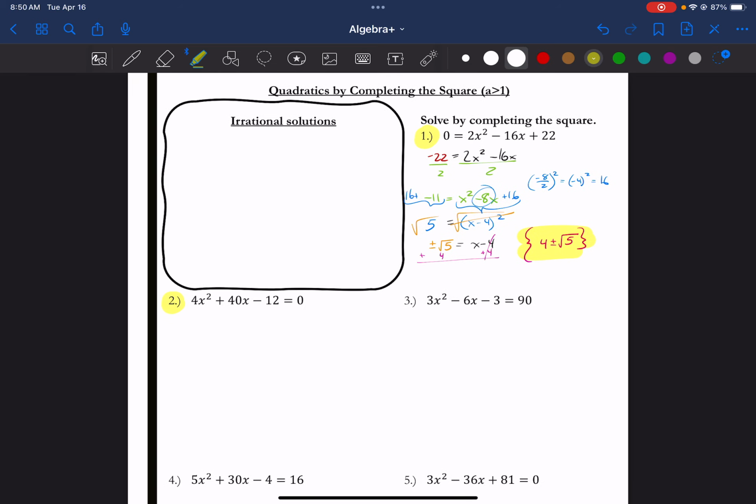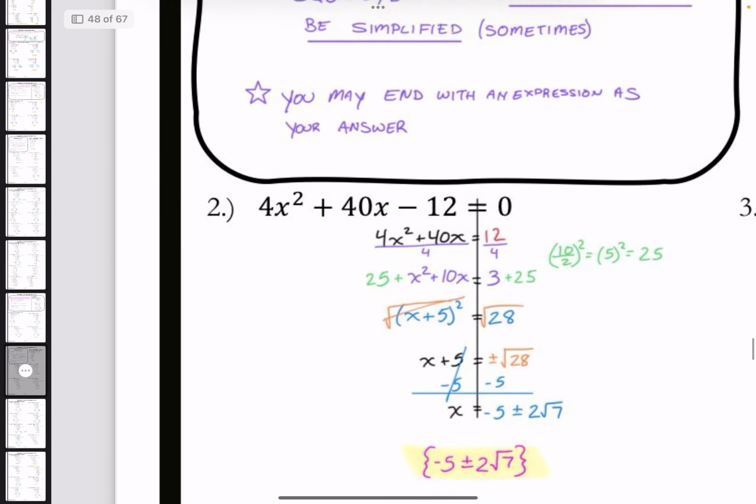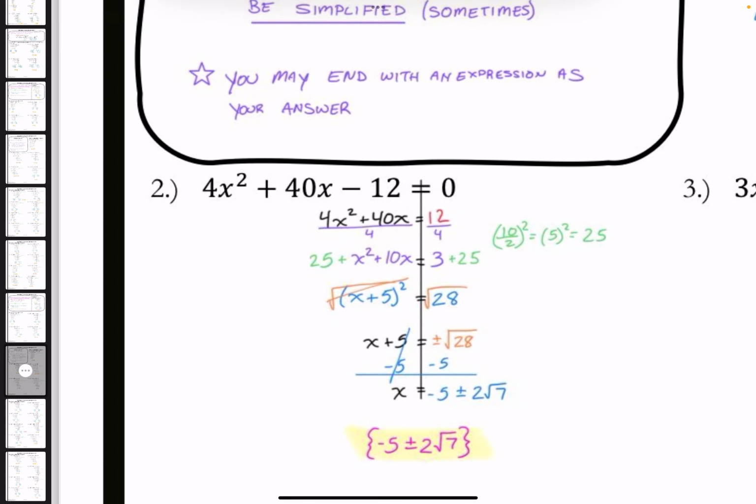Go ahead and try number 2 while I have this on the screen for you so that you can check your answer. The answer to number 2 is negative 5 plus or minus 2 root 7. Make sure you simplify that, root 28, since you can simplify it between the factors of 4 and 7, because you can take the square root of 4.